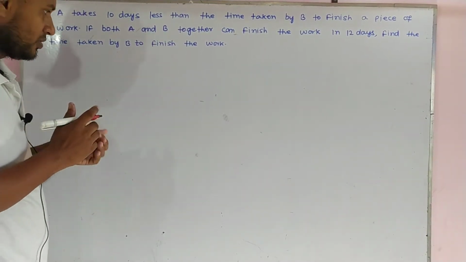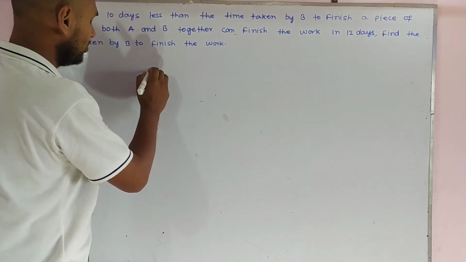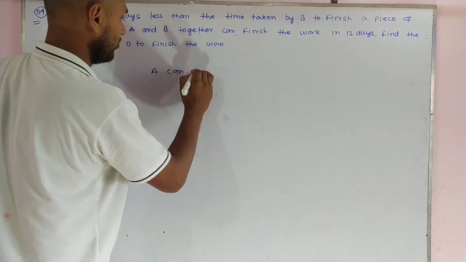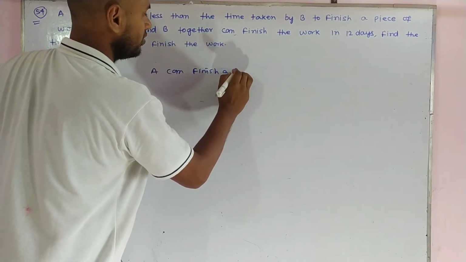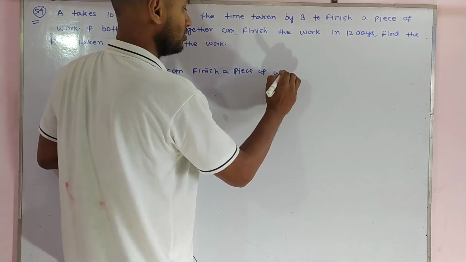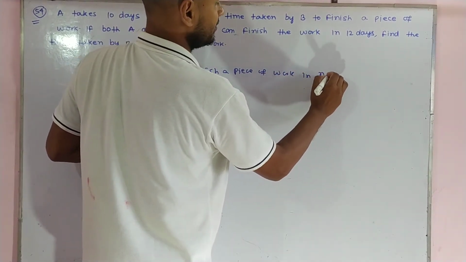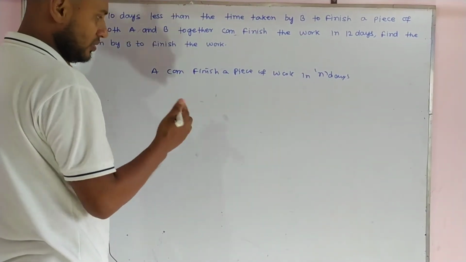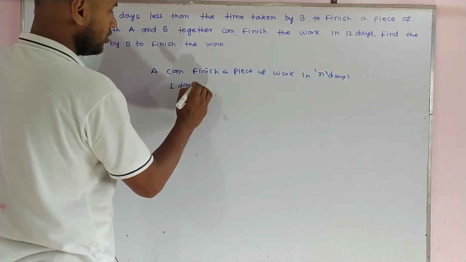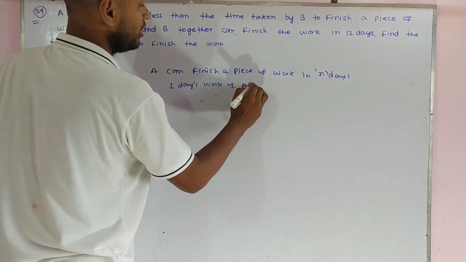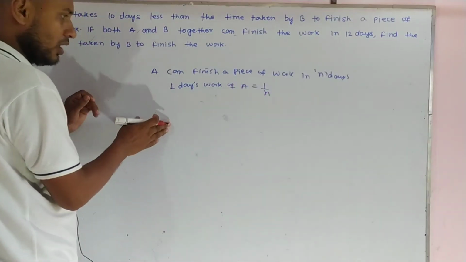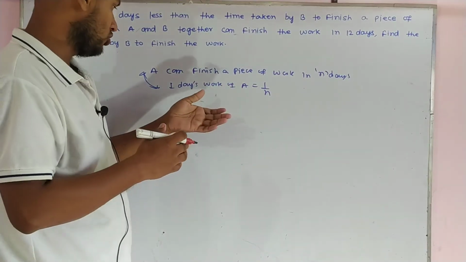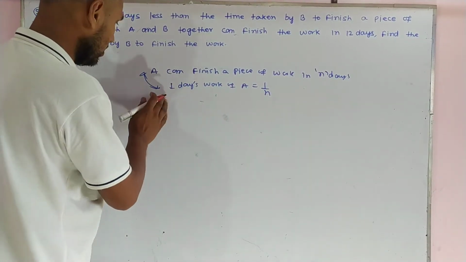To solve this question, there is a concept that we have to follow. Let us see the concept. Suppose A can finish a piece of work in n days, which means 1 day's work of A becomes 1 upon n. That is the concept. And vice versa, the reciprocal is also true. If 1 day's work of A is 1 upon n, then A can finish the piece of work in n days.